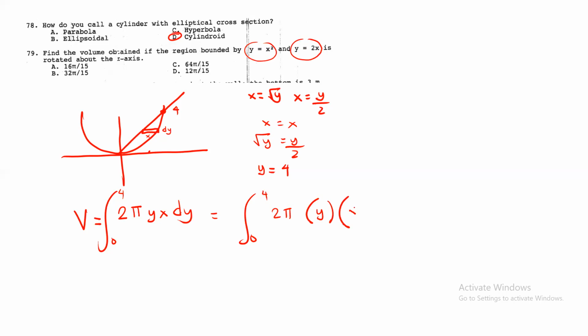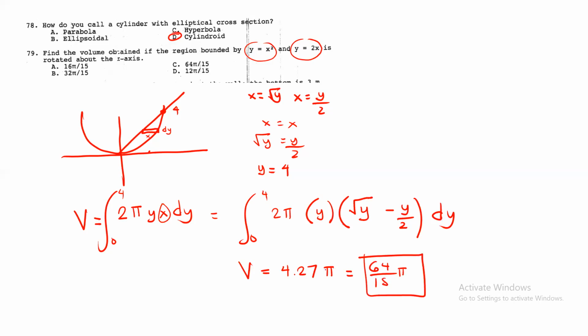So, pag minus lang natin yan, kahit magkabaliktad, okay lang. So, square root ng y minus y over 2. So, yan yung ating x. So, ito yung buong x natin. So, pag minus natin, then, dy. So, ang volume natin dyan is 4.27 pi. So, equals to 64 over 15 pi.